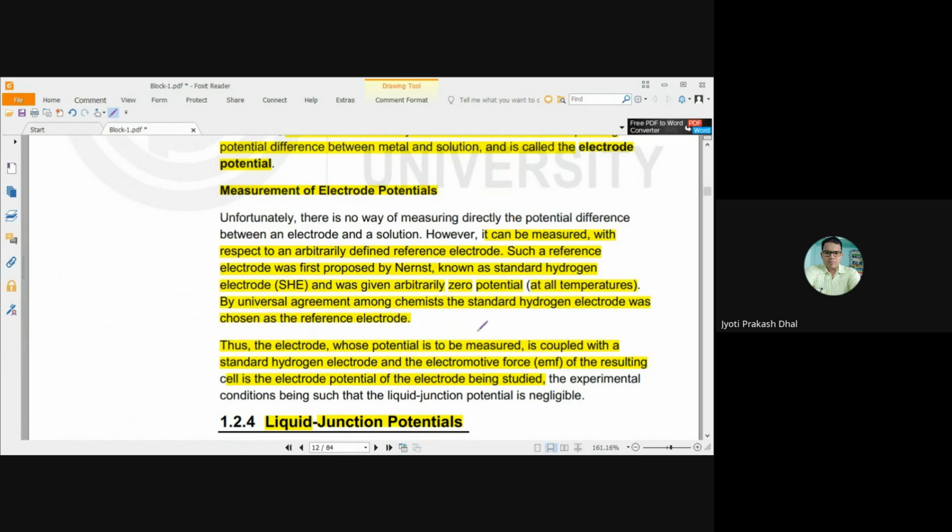So if we connect the half cell, means if we connect the electrode containing the solution, with SHE, standard hydrogen electrode, then the potential difference of the cell is the electrode potential of that electrode solution half cell, because arbitrarily the potential of SHE is considered to be zero. So by universal agreement among chemists, the standard hydrogen electrode was chosen as the reference electrode.